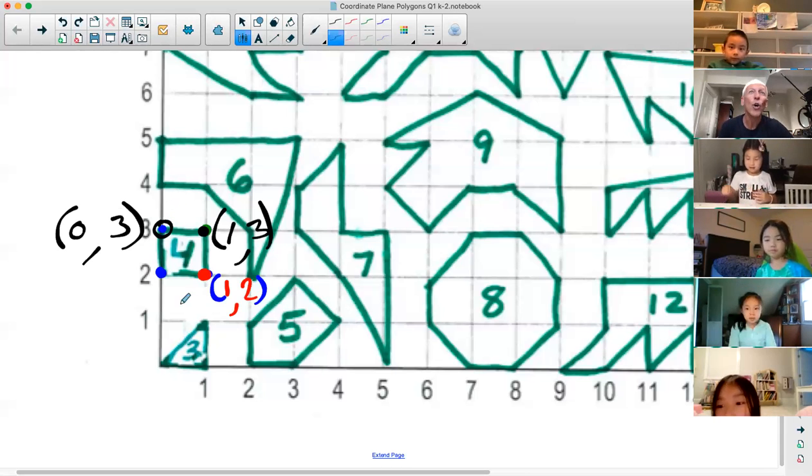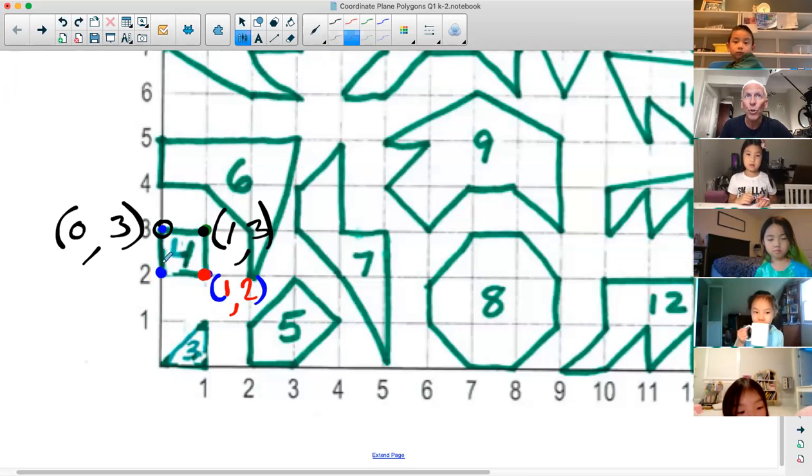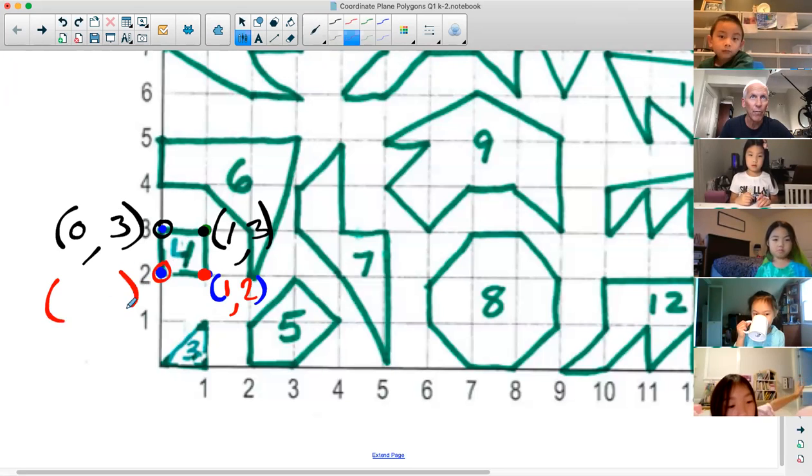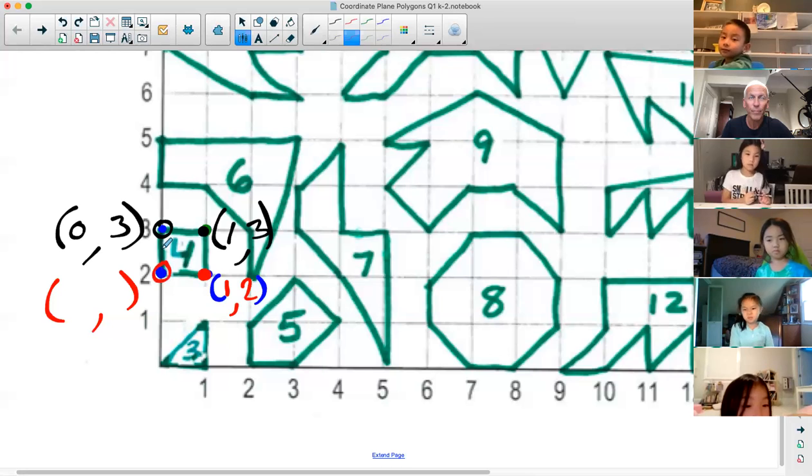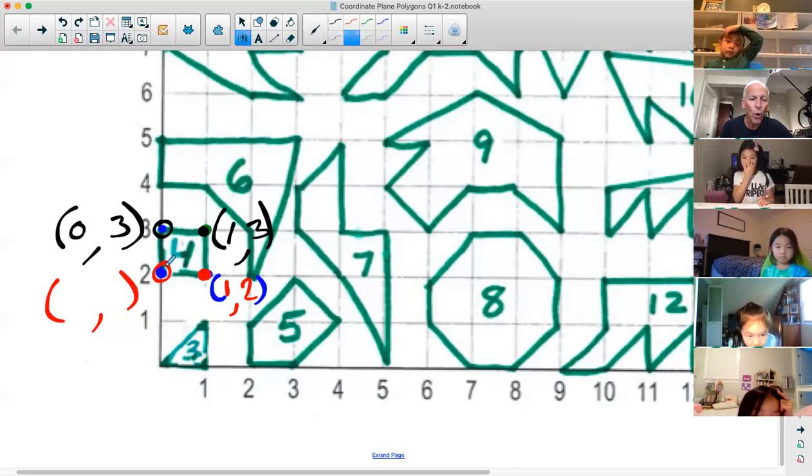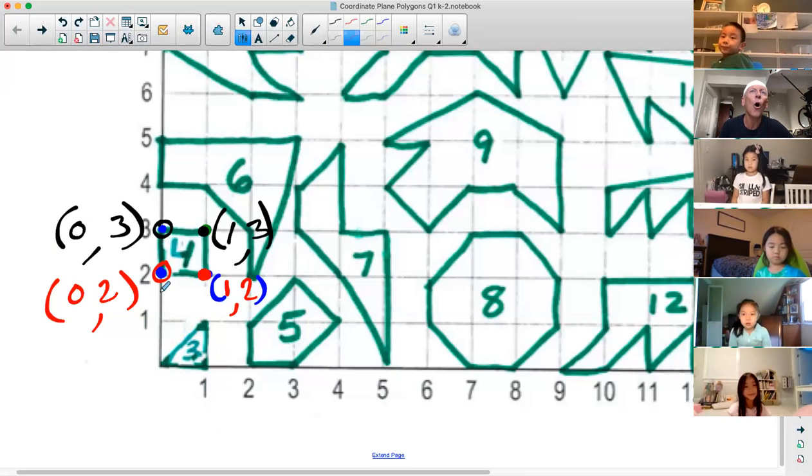Now, raise your hand if you can name the blue point that I circled in red. I'm going to go with Annalise. You have to have two numbers. Like every coordinate point has two numbers. First the elevator, then the floor. Go, Annalise. 0, 2. Oh, Annalise, you totally named it.